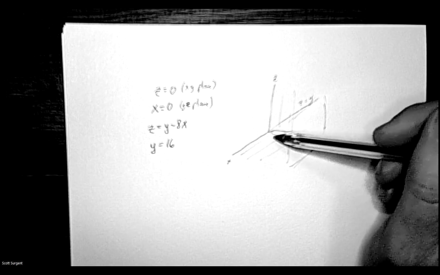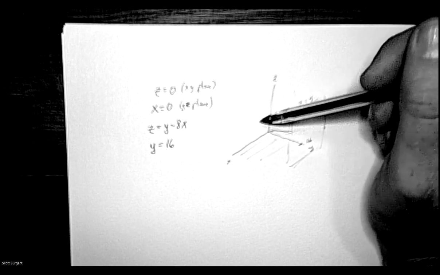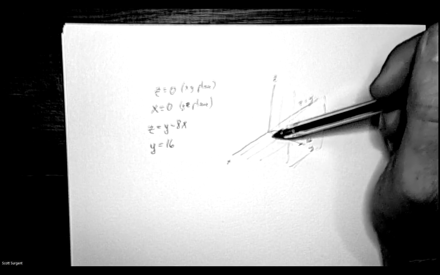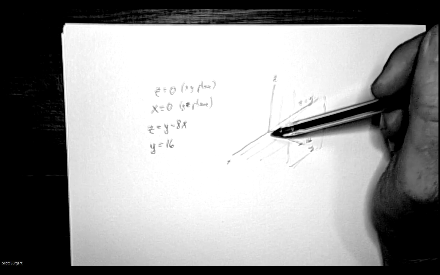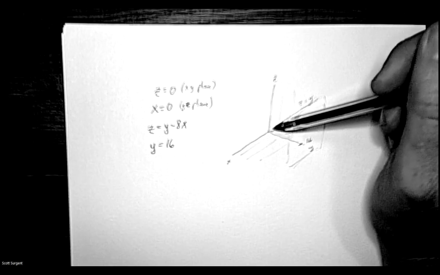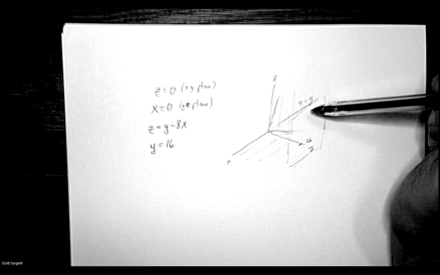Hold on. z equals negative 8x. If y is zero, well, I'm back here, my bad. z equals negative 8x is actually back here. Yeah, it's going to look something like this, and this gets a little tricky to see.